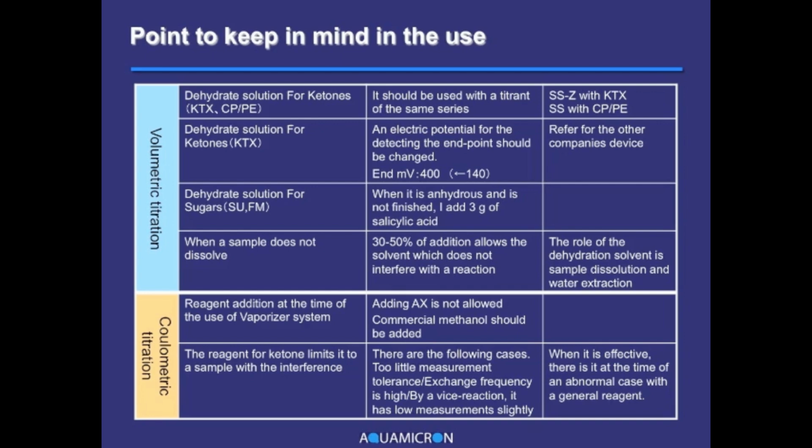contact us. Third, when you use, for sugars, dehydrating solvents, SU or FM, and the dehydration is not completed, please add some salicylic acid to the solution. These dehydrating solvents, SU and FM, are both mixed solvents of methanol and formaldehyde. The latter, formaldehyde, is in storage apt to decompose to form alkaline ammonia that hinders the Karl-Fischer reaction, the preferable pH of which is 4 through 7. Salicylic acid works as a neutralizer against ammonia.